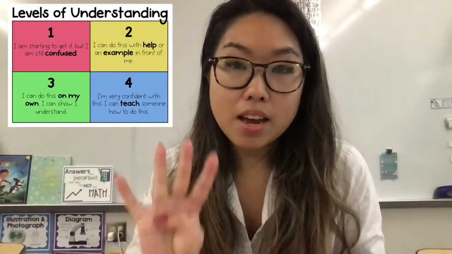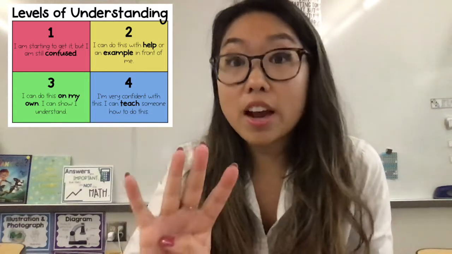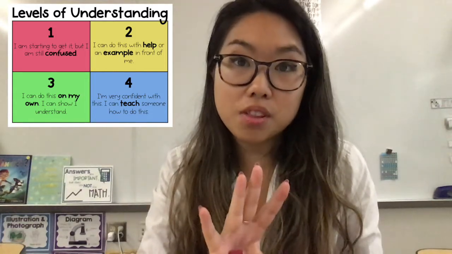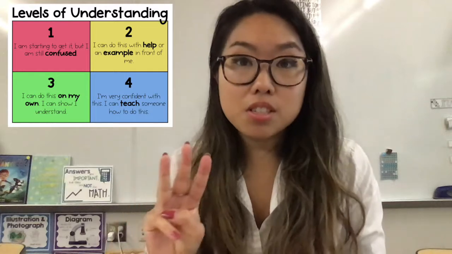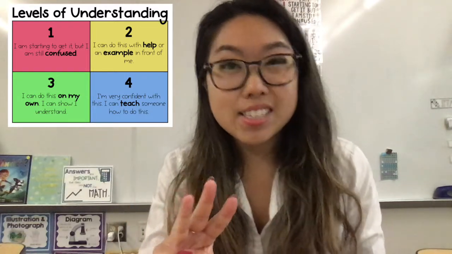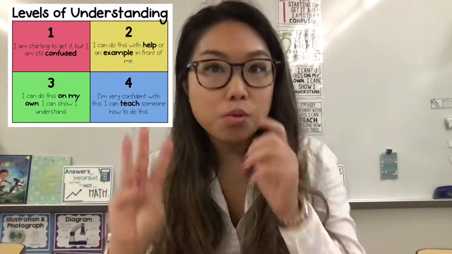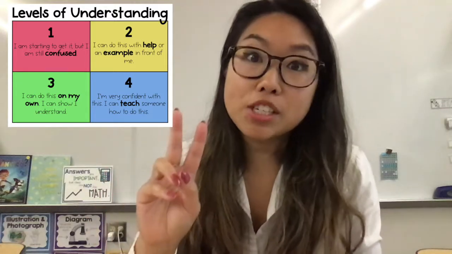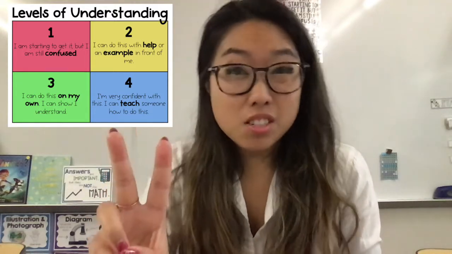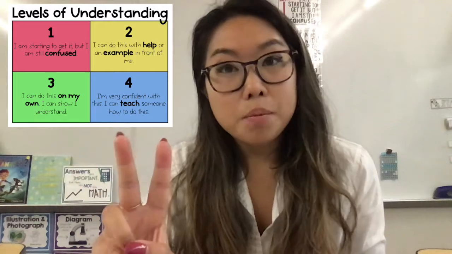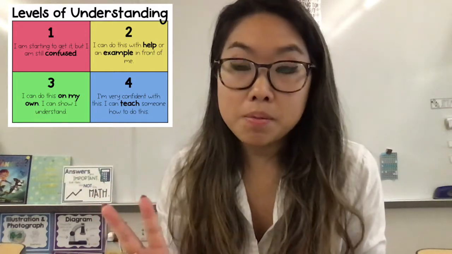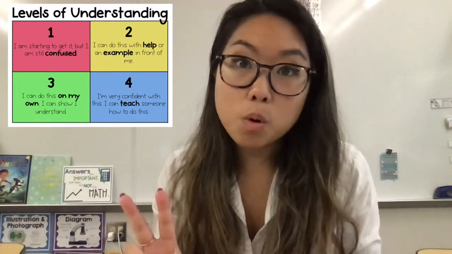So now I want you to think, where in your levels of understanding are you learning? A 4 means that you could teach somebody how to do this using strategies and explaining your thinking. A 3 means you could do this on your own and explain your thinking, how you solved, by showing your work. A 2 means you're still a little bit confused, but you could do a problem like this with a little bit of help or an example.